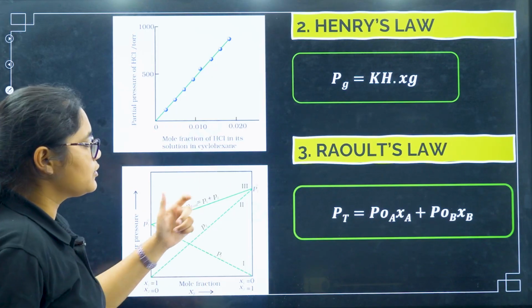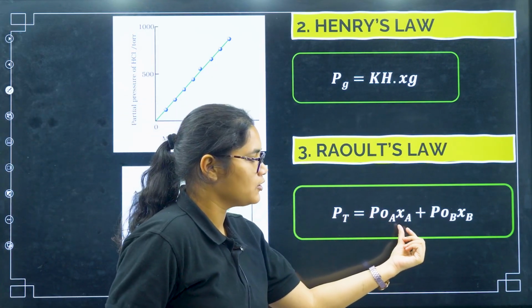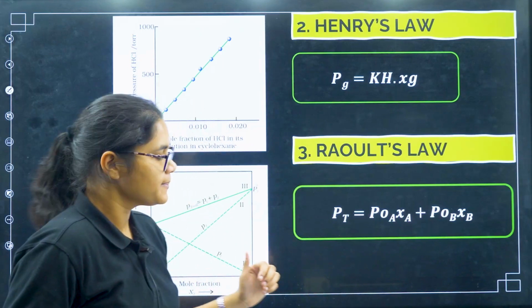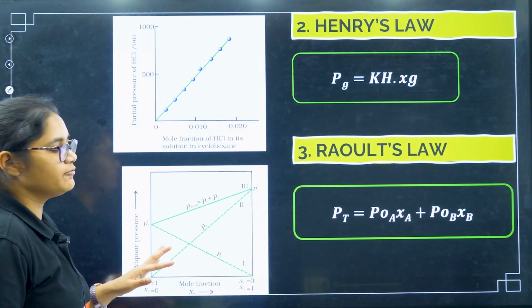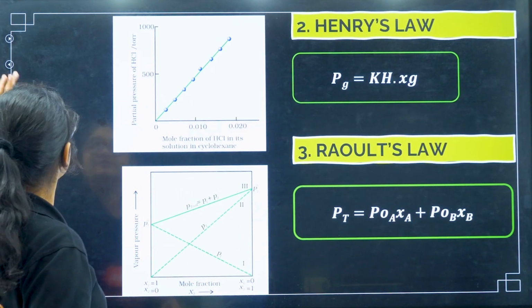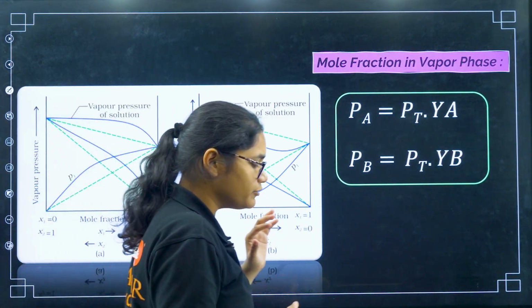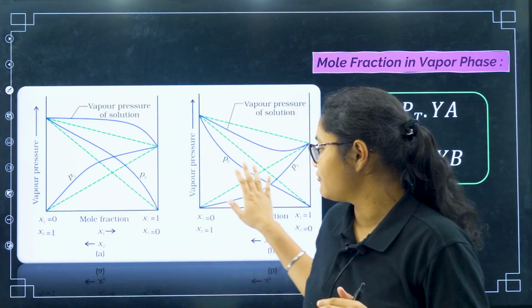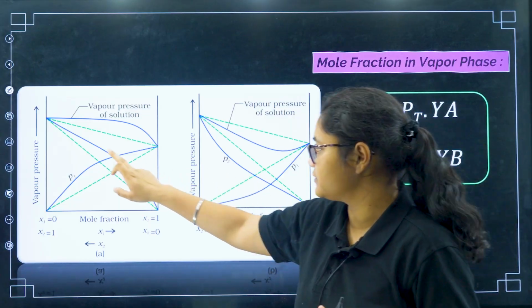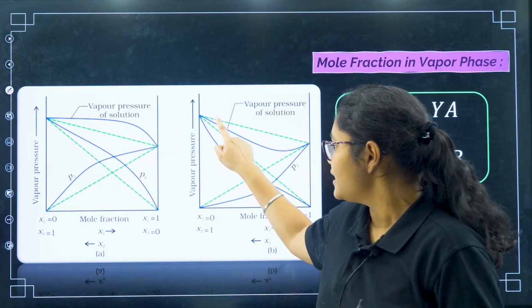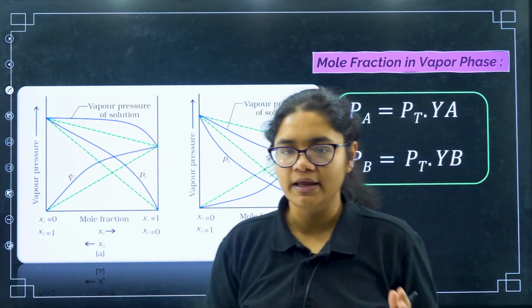Next, coming to Raoult's law: P total is equal to P naught A XA plus P naught B XB. This is your Raoult's law for an ideal solution. The graph is like this. For non-ideal solutions, you have the mole fraction graph with a positive deviation graph and a negative deviation graph. In positive deviation, the vapor pressure will be higher; in negative deviation, the vapor pressure will be lower.